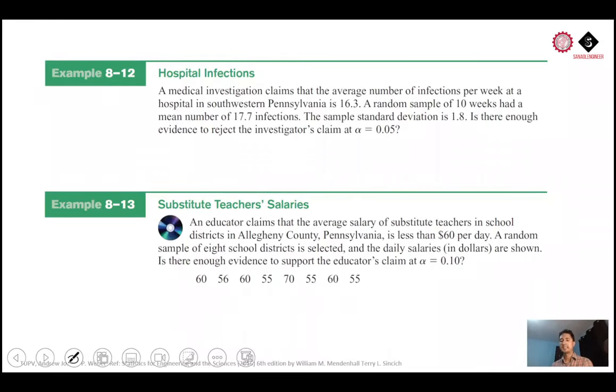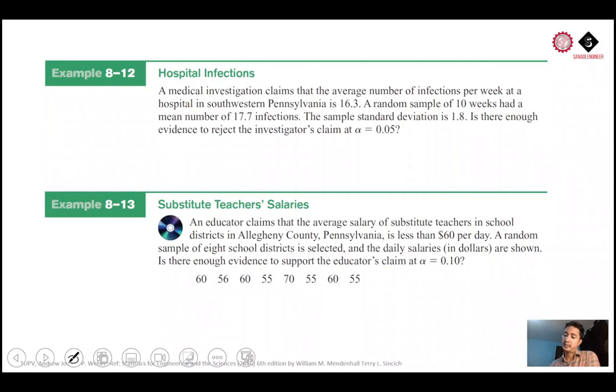For example, a medical investigation claims that the average number of infections per week at a hospital in southwestern Pennsylvania is 16.3. A random sample of 10 weeks had a mean number of 17.7 infections. The sample standard deviation is 1.8. Is there enough evidence to reject the investigator's claim at the 0.05 level of significance? So let's find it out.